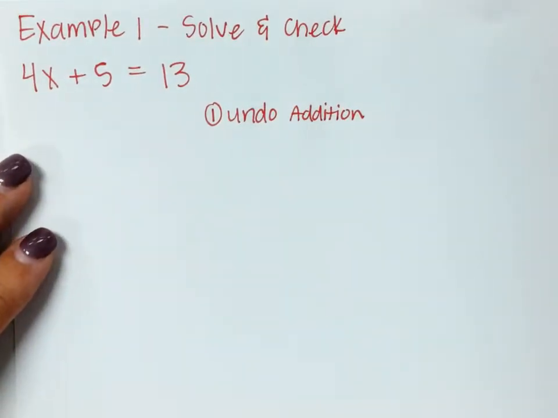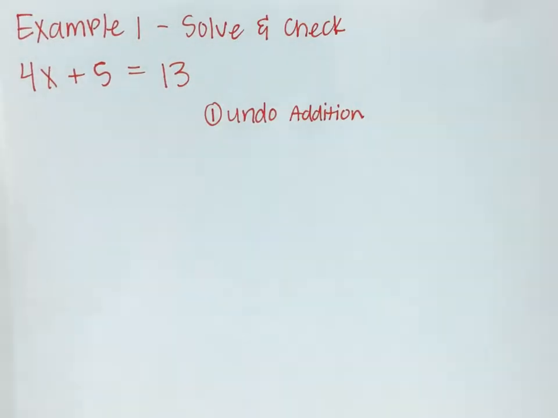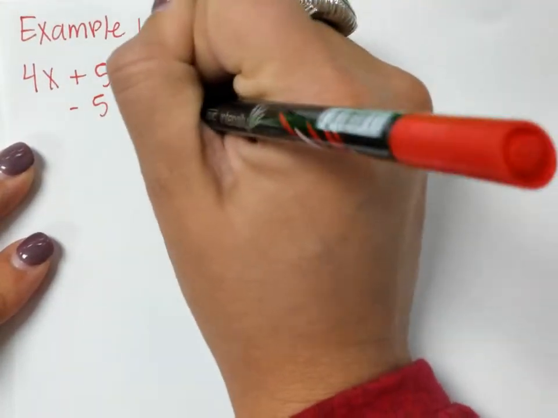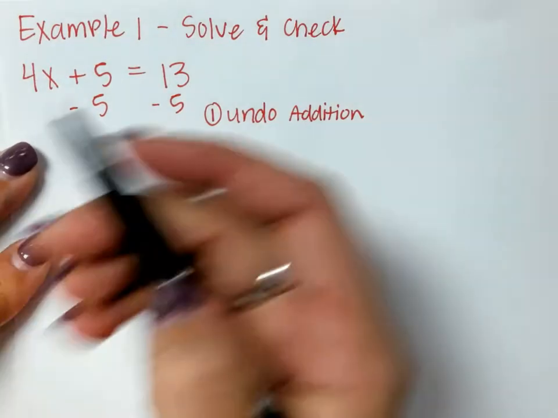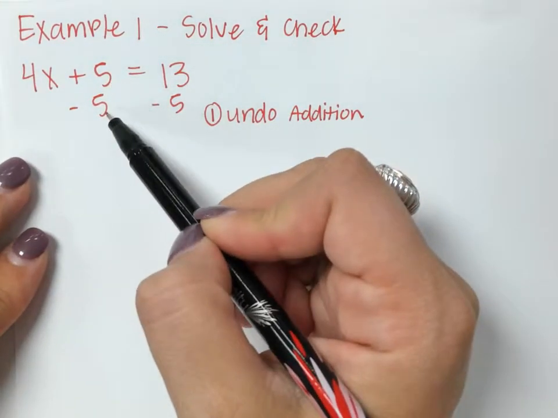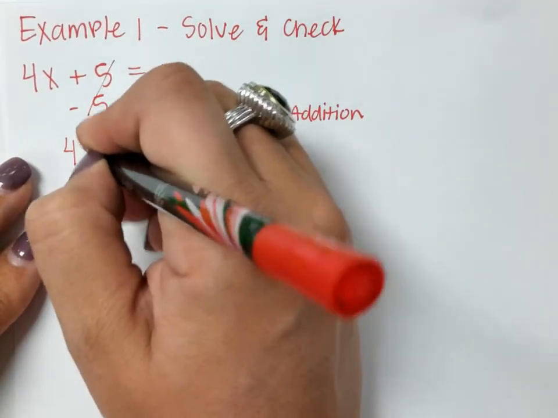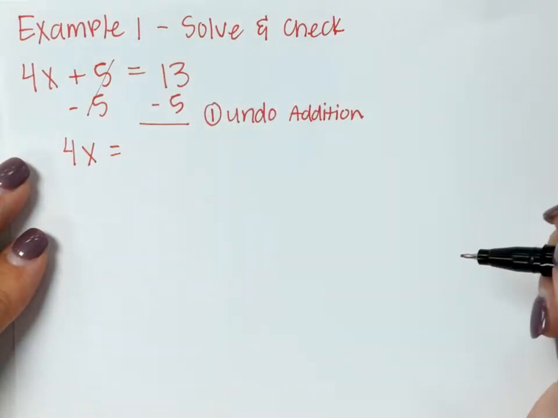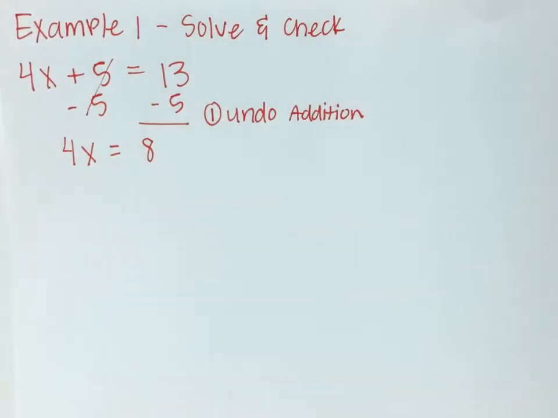How do I undo that addition? Subtract. It's the opposite of addition, so that means I've got to subtract from both sides. I'm subtracting 5 from both sides. So when I do that, this plus 5 minus 5 cancels out. And it leaves me with 4x. And then what's 13 minus 5? 8. So it leaves me with 4x equals 8.